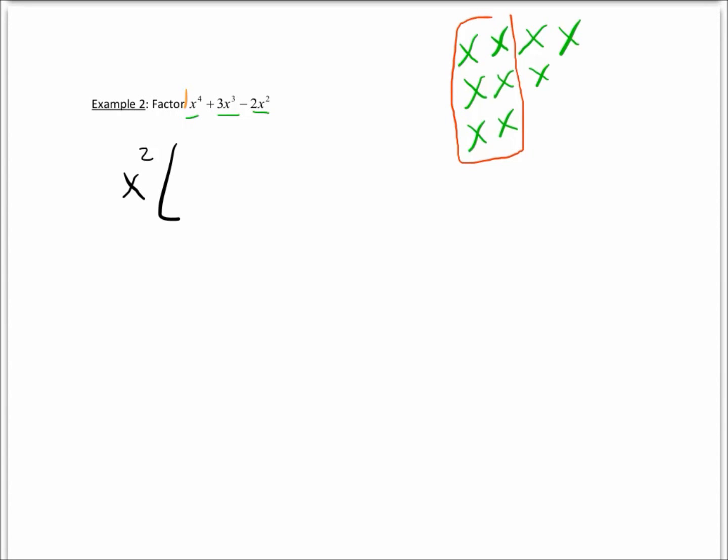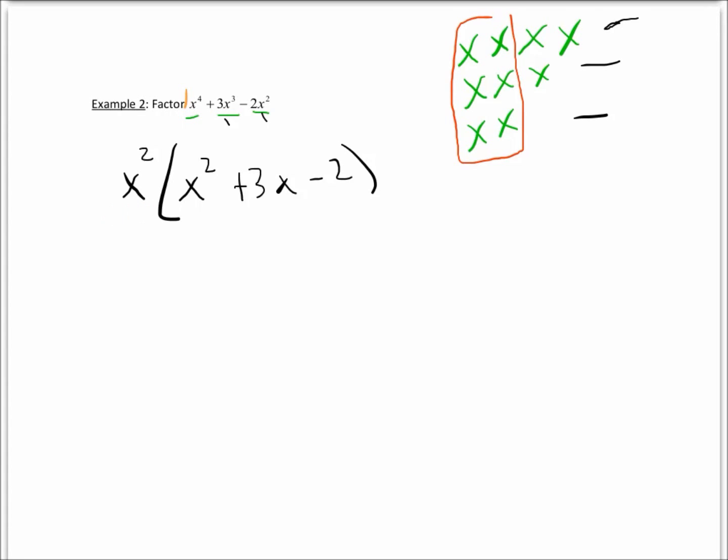And then a parenthesis. If I took 2 x's away from x to the 4th, that's going to leave me with 2 x's. If I took 2 x's away from 3x squared, that's going to leave me with plus 3, and there's 1 x left over. Finally, if I take 2 x's away from negative 2x squared, there are no x's left. I'm just left with negative 2. And for right now, we're going to leave this as our answer. That's as far as we can factor.